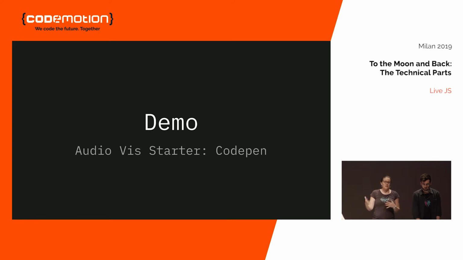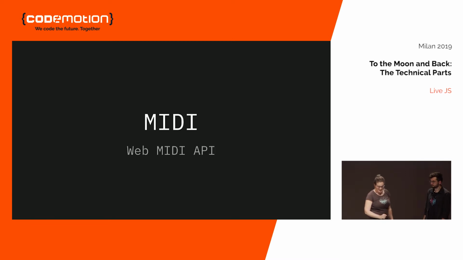But I also need to swap out video sources, right? I've got lots of different videos that I want to show you, and I need a good way of doing that. I do it with this pad of buttons here. This is my MIDI controller. So a little word about MIDI. This is a MIDI controller, and we get it in the browser with the Web MIDI API.